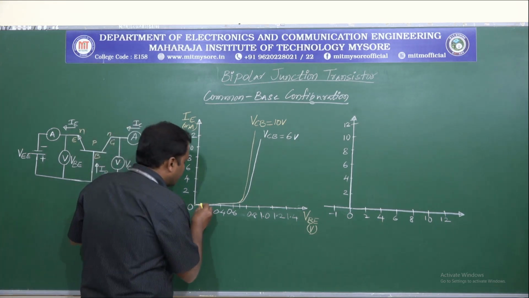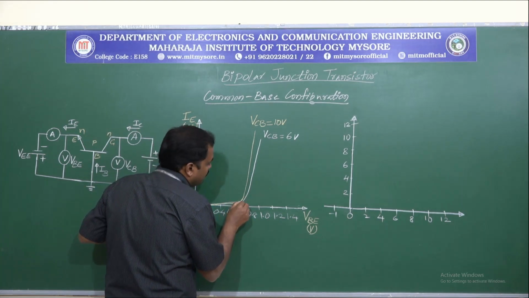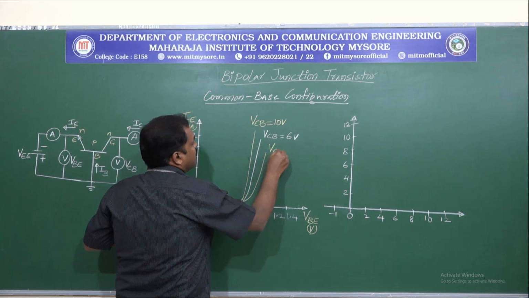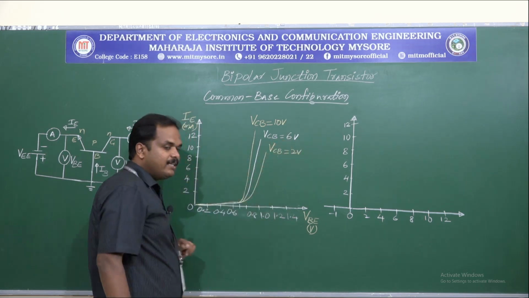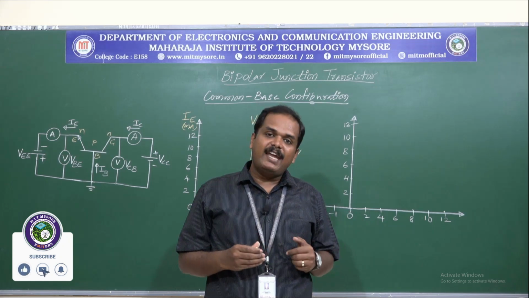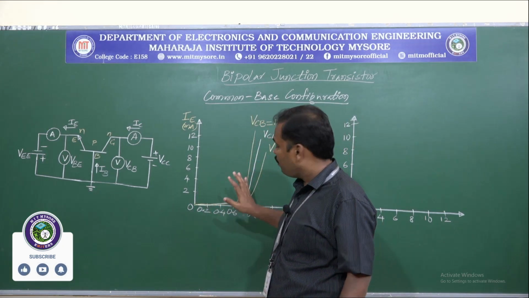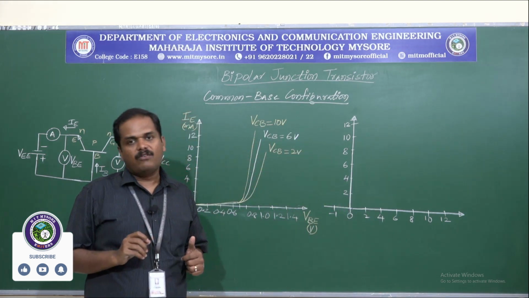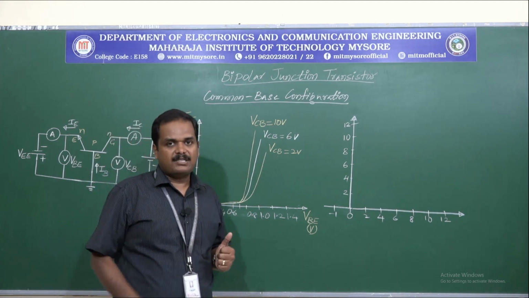So just like that, if I further decrease VCB, let us say this is for VCB equals 2 volts. So like this, if I decrease VCB, then there will be change in the input current IE. So this is how we plot the input characteristics of common base configuration circuit. Now coming to the output characteristics.